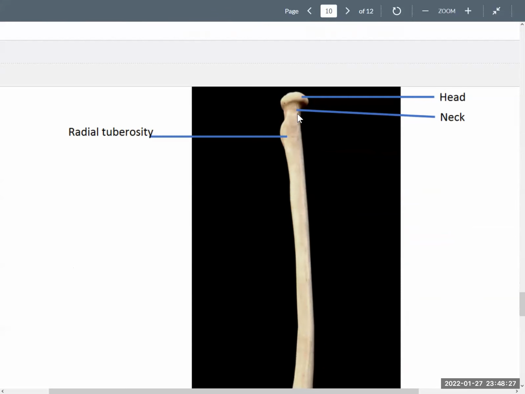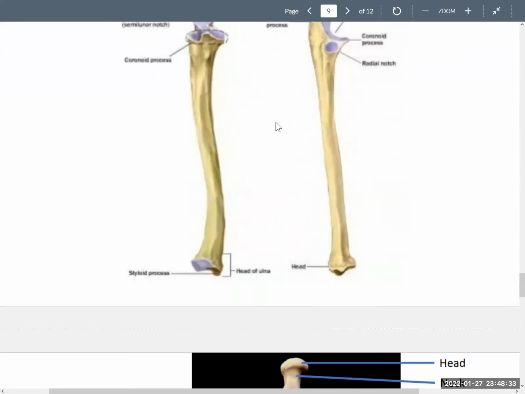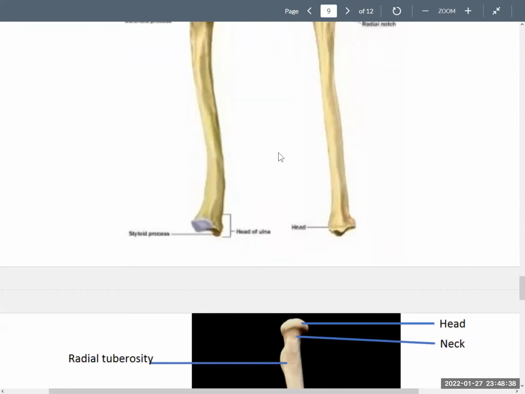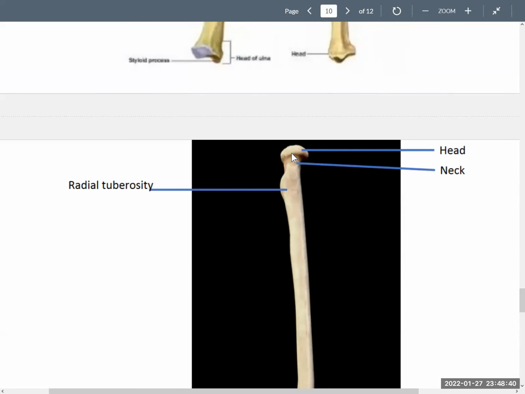Okay. Here's the radius. Here's the radius head. That's what fits right there. Head, neck, radial tuberosity. When we did the rib the other day, it was head, neck, tubercle.